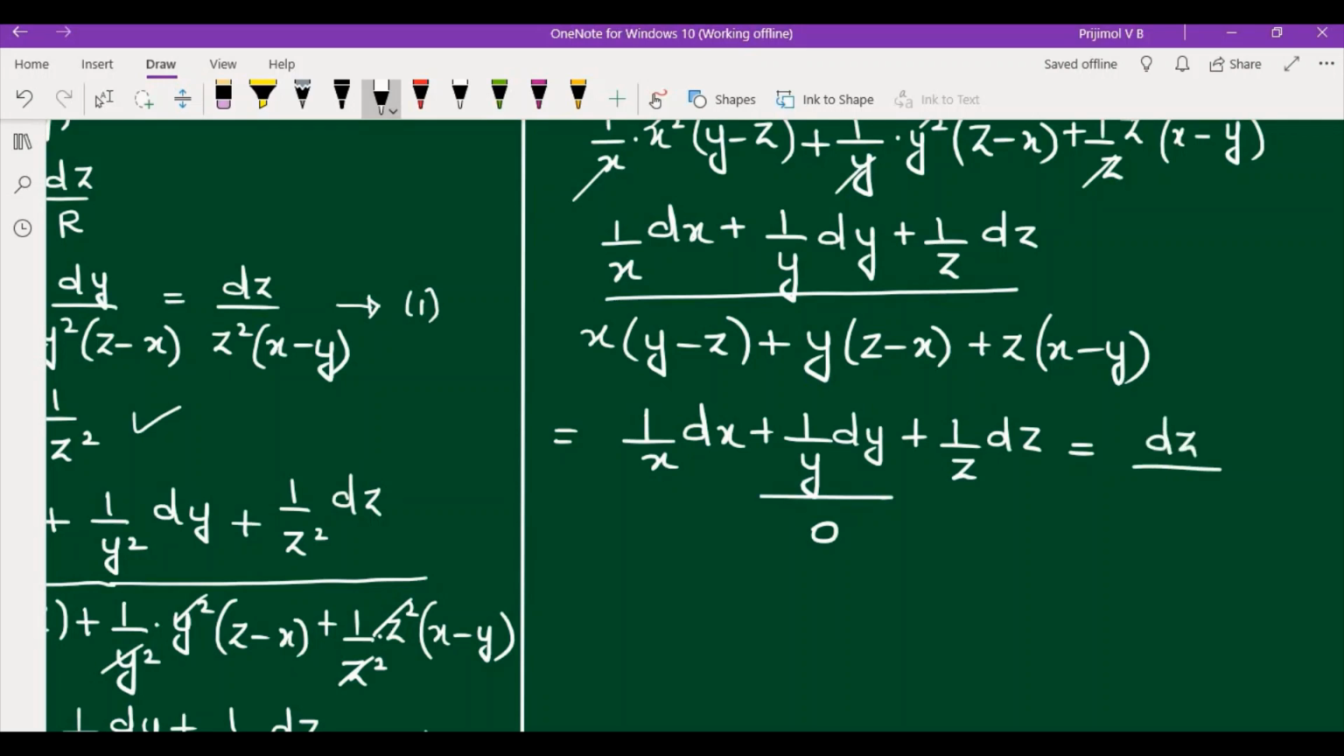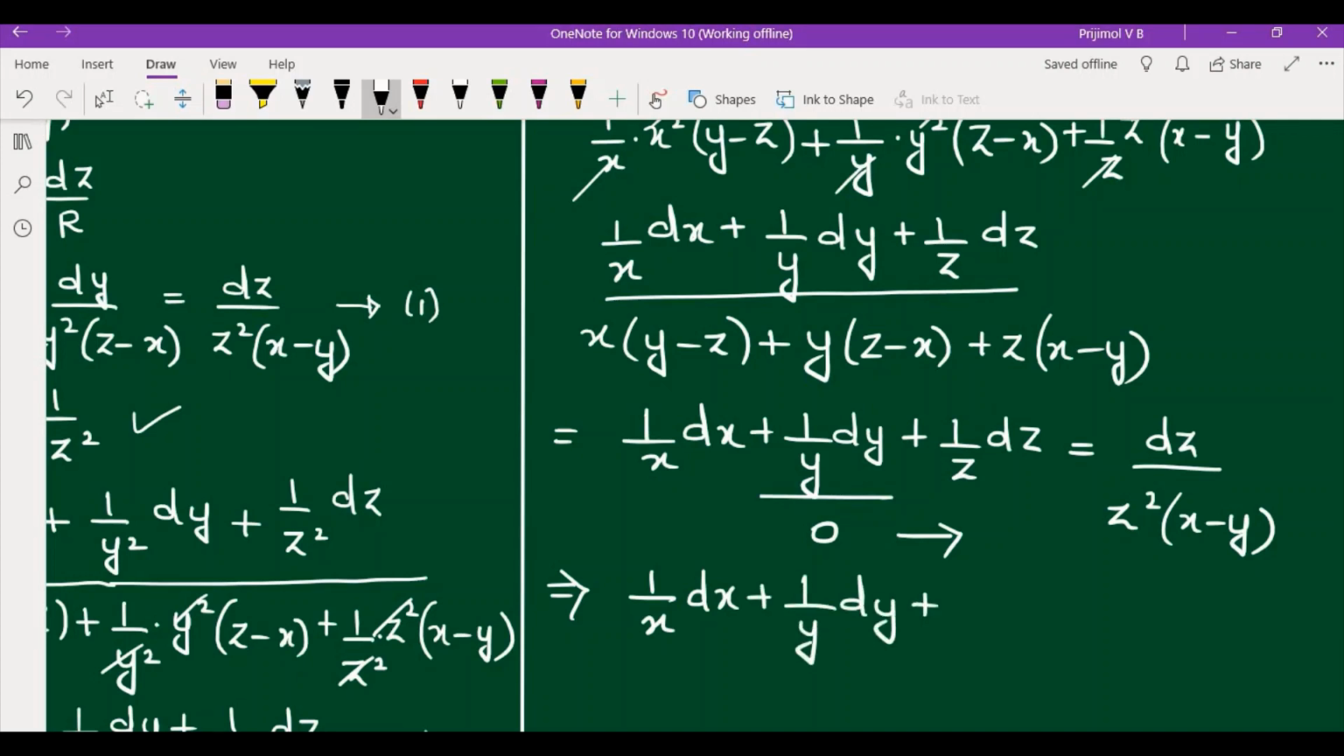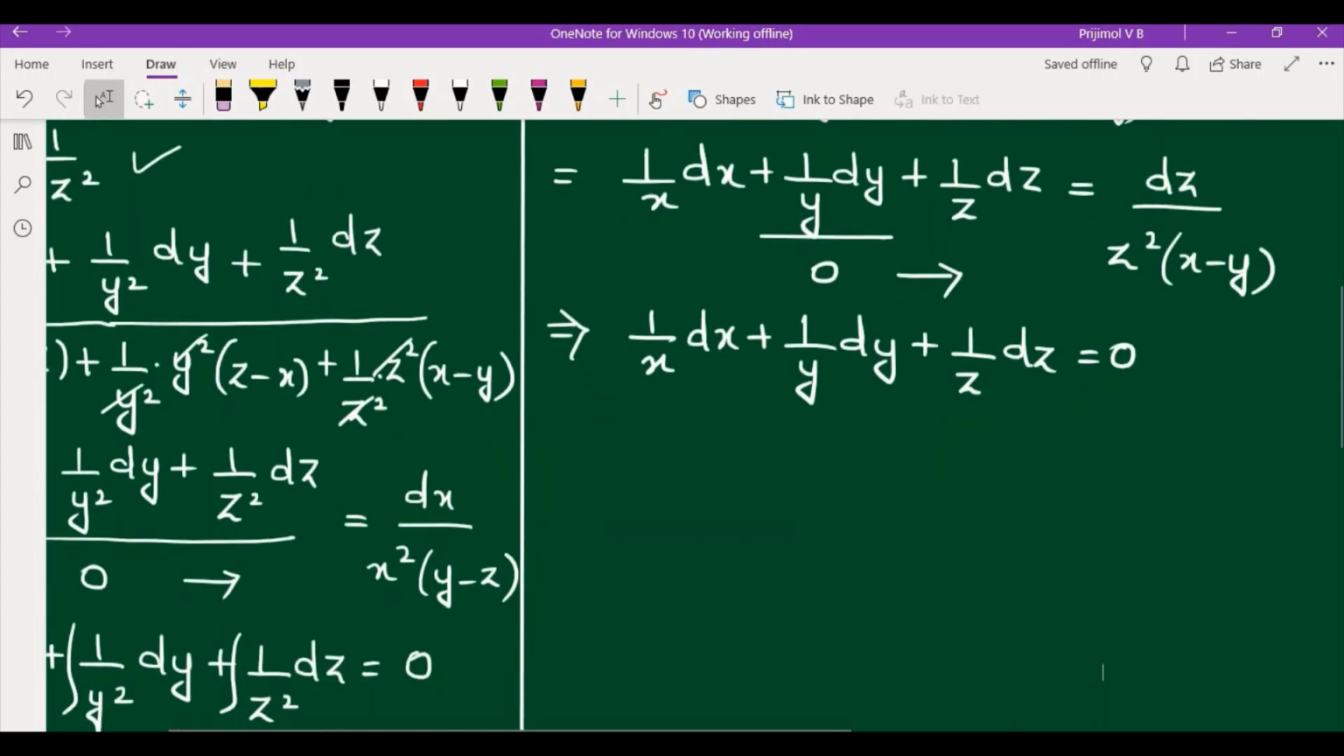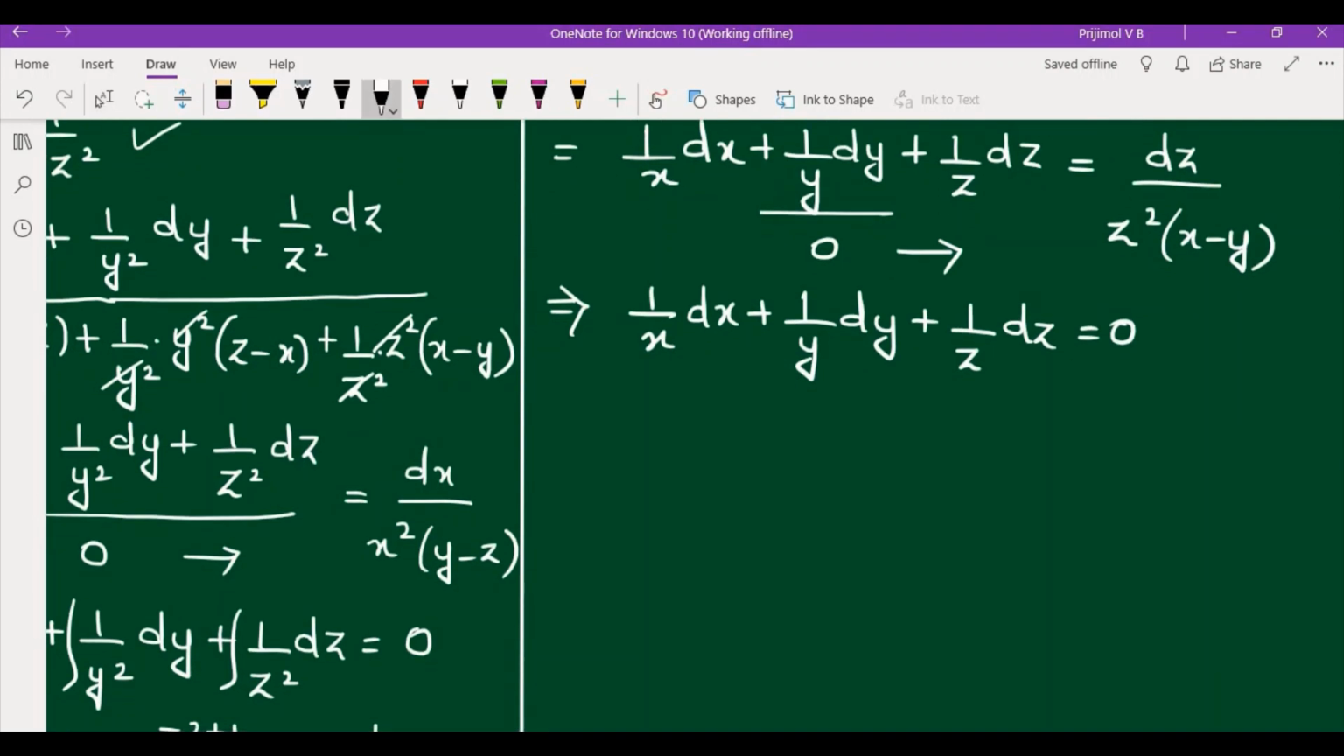I am taking the third ratio. It doesn't matter, you can choose any ratio. Anyway, it is going to become 0 because after bringing this 0 to the right hand side, it becomes 0. So you get 1 by x dx, 1 by y dy, 1 by z dz, which is equal to 0, which is integrable. All these terms are integrable, isn't it? So we can integrate this further term by term.